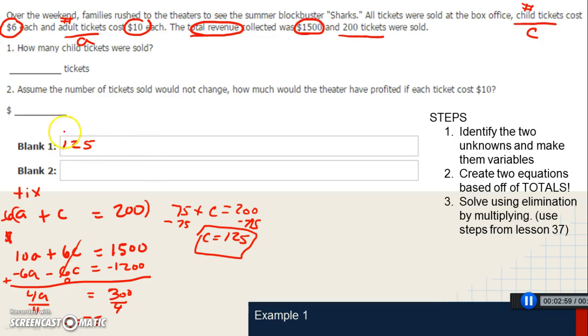Good, now we can answer the second question. Assume that the total number of tickets would not change. How much would the theater have made or profited if each ticket cost $10? Well, they sold 200 total, right? So if they sold 200 total and each ticket cost $10, all we need to do is multiply the total number of tickets sold by $10, and that will give us the amount of money that they profited. So 200 times 10, since we're multiplying by 10, we can just add a 0, is 2,000.